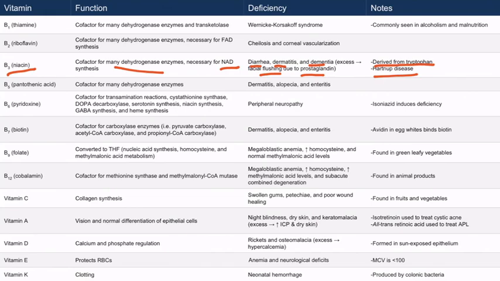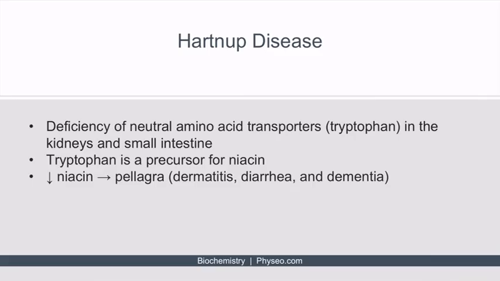Let's take a second to discuss this in more detail. Hartnup disease is an autosomal recessive disorder that results in a deficiency of neutral amino acid transporters, particularly tryptophan. And this occurs in the kidneys and the small intestine. Because tryptophan is a precursor for niacin, Hartnup disease results in a niacin deficiency. So decreased niacin results in pellagra, which is characterized by dermatitis, diarrhea, and dementia.